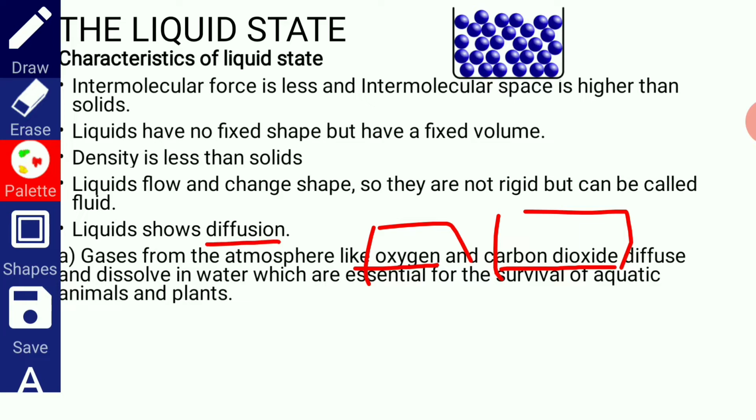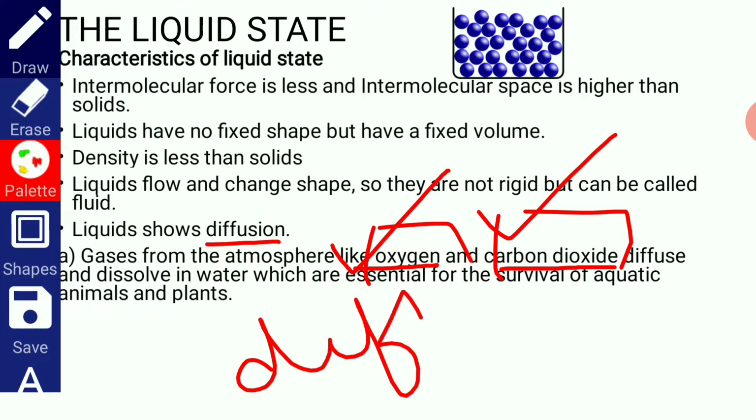The gases present in the atmosphere get diffused in the water of the water bodies, and in that form they are present in the diffused state. So we can say that the oxygen in the water is diffused oxygen, and the carbon dioxide in the water is diffused carbon dioxide.